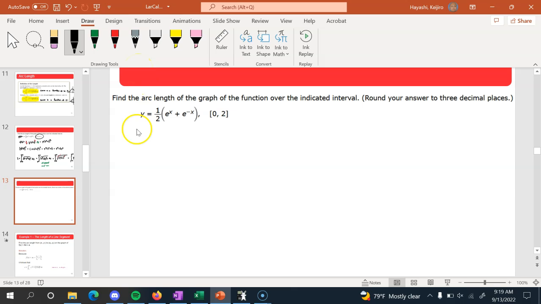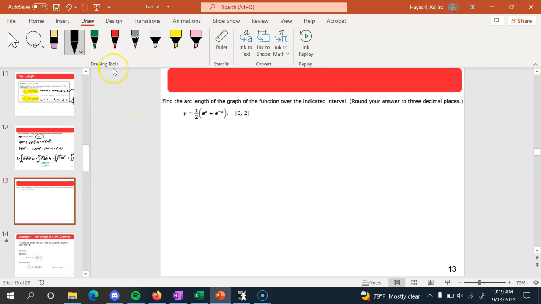Just as a reminder, the arc length integral in dx is going to be s equals the integral from a to b of the square root of 1 plus f prime of x squared dx.